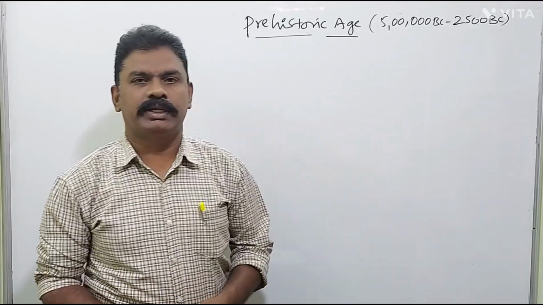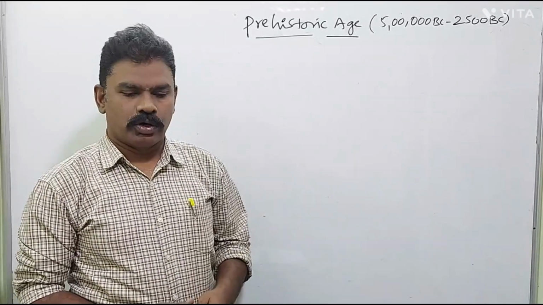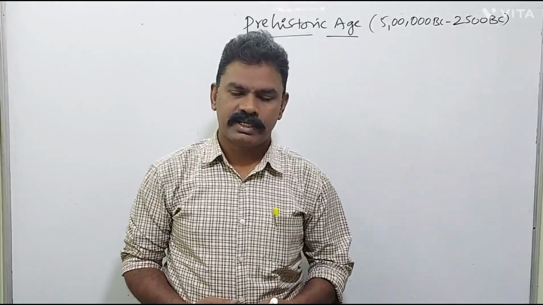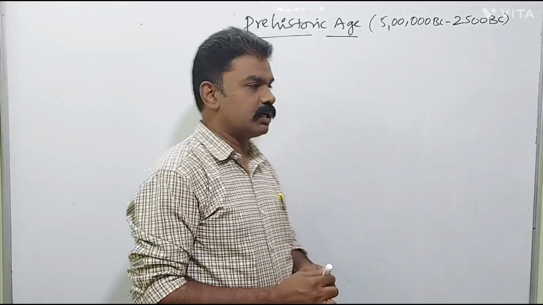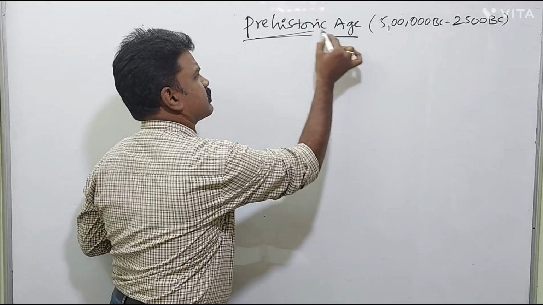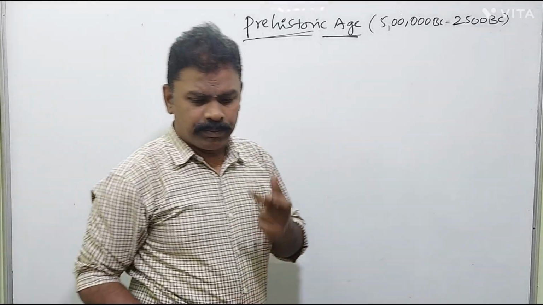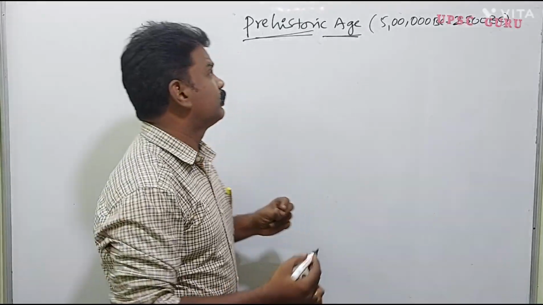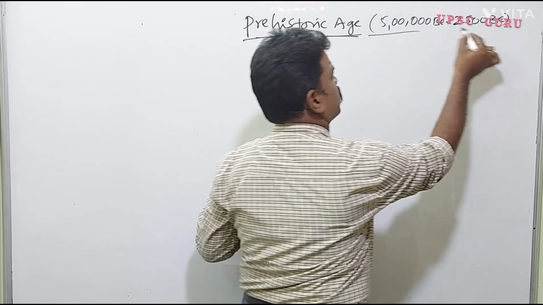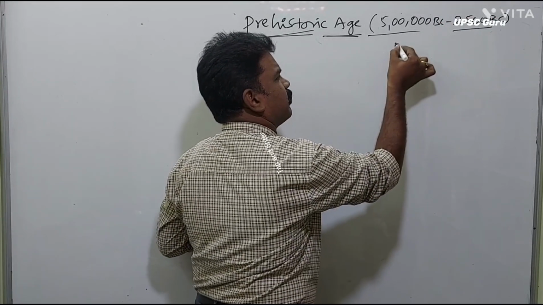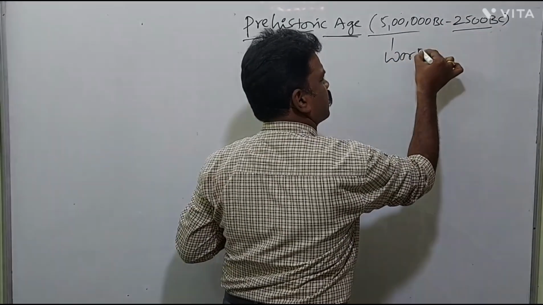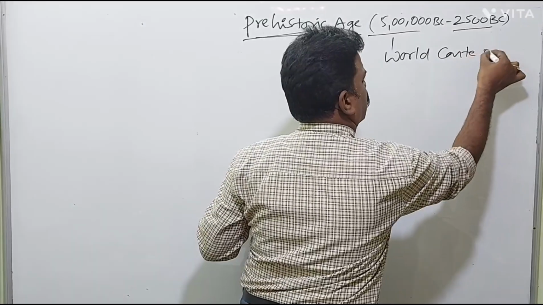In the last videos, we completed geographical features and sources of Indian history. Now we are going to start the prehistoric age. The prehistoric age is from 5 lakhs BC to 2500 BC in the world context.